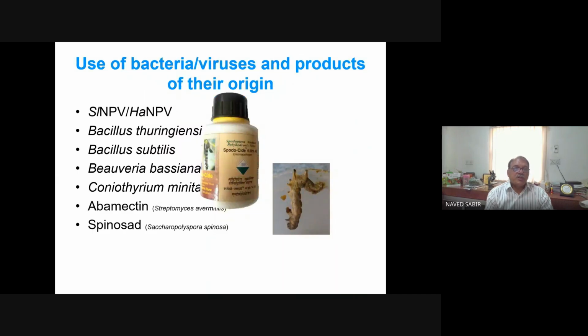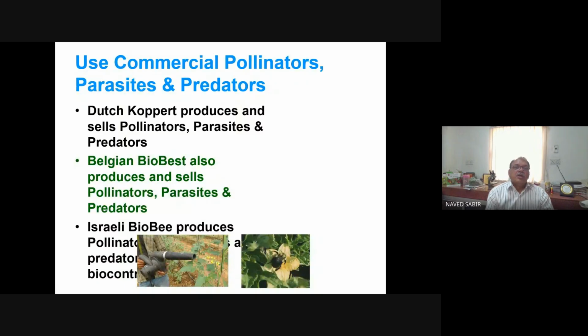Similarly, the biopesticides like Bacillus thuringiensis, Bacillus subtilis, Beauveria bassiana, abamectin, spinosad, these are the beneficial biopesticides, the green molecules which are good for such production systems.